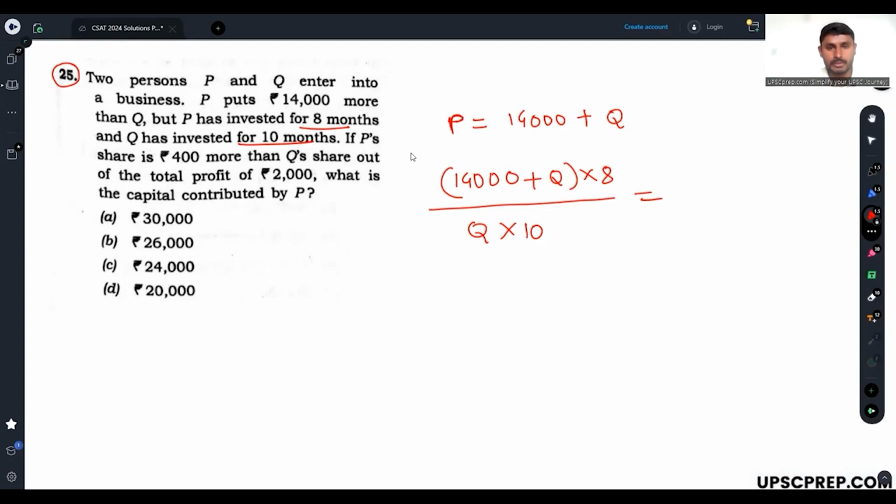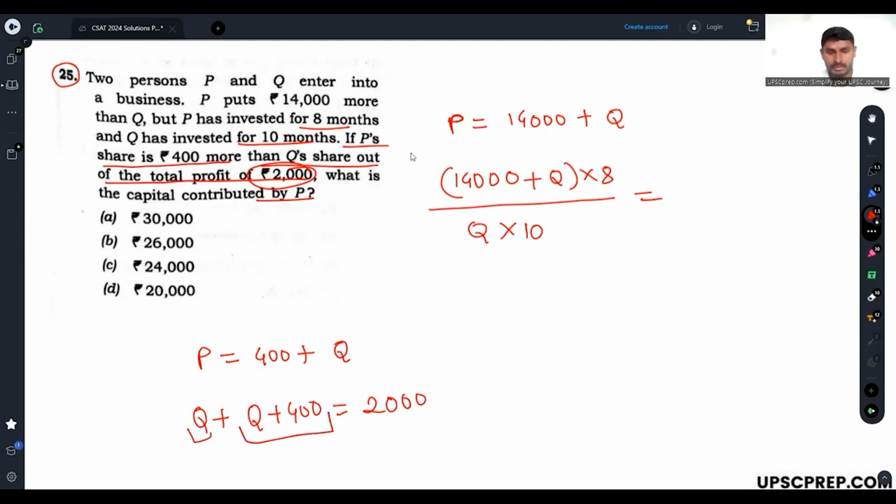And what are they talking about the profit? If P's share is 400 more than Q's share out of the total profit of 2000, then what is the capital contributed by P? So P's share is basically 400 more than Q's share, and the total profit is 2000. Let's say Q's share is Q, P's share is Q plus 400, and that is equal to 2000. This is the total profit. Then what will be the value of Q here? Q will be 2000 minus 400, which is 1600, by 2. It will be 800.